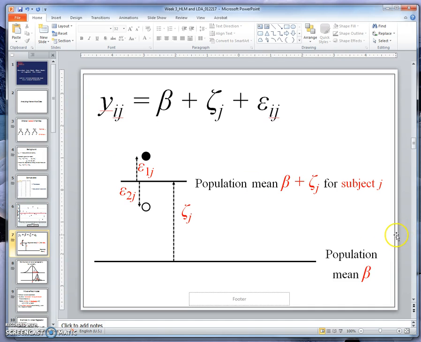So going over this a little bit more, in this equation y equals beta plus zeta plus epsilon, we have this population mean, which is the beta, and you have to account for this difference. So this zeta j, this j is your subject or subject level differences. So we not only have to account for this error term, we also have to account for these subject level differences.